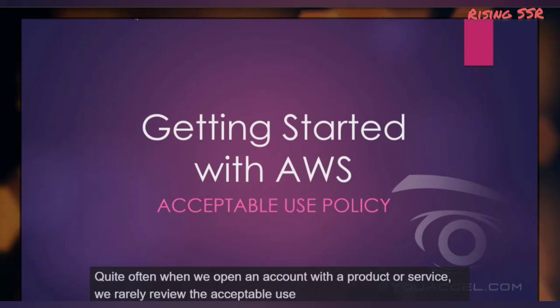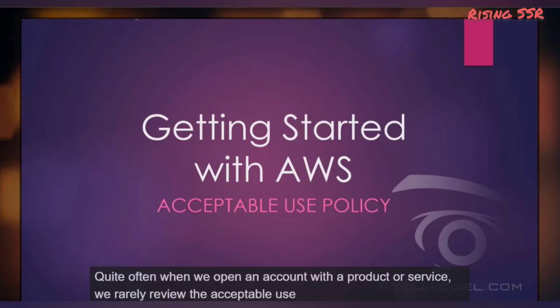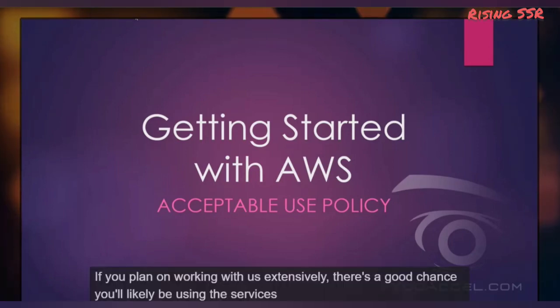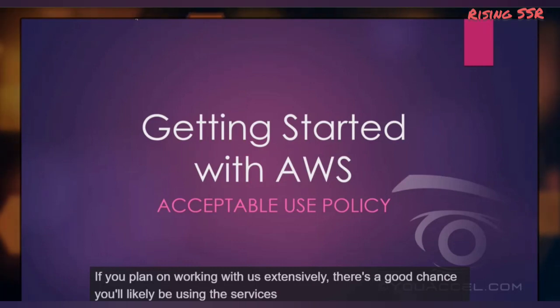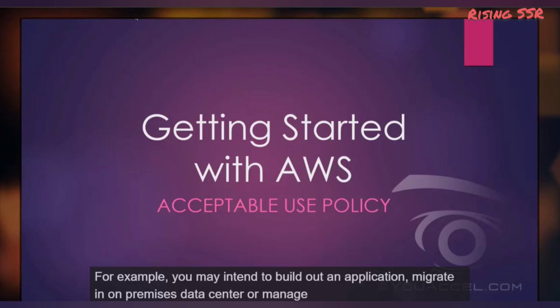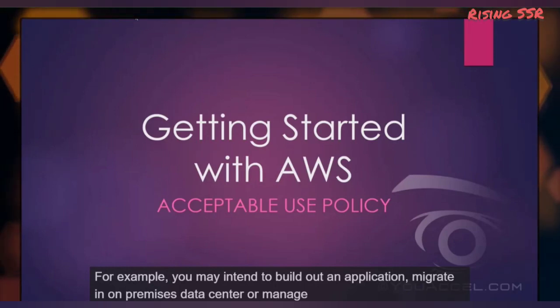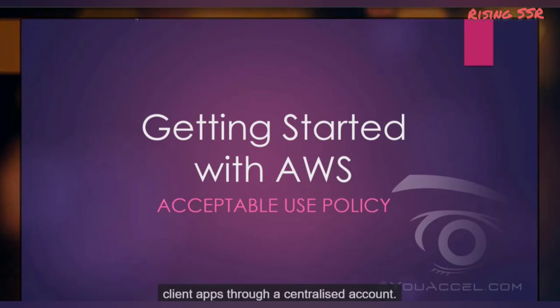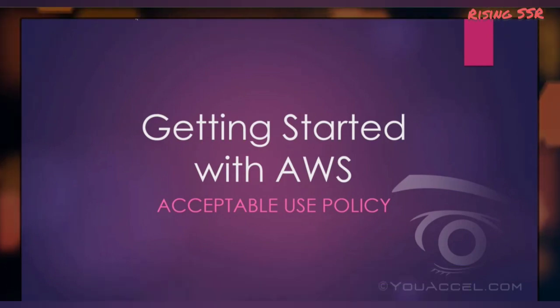Quite often, when we open an account with a product or service, we rarely review the acceptable use policy and terms of service. If you plan on working with AWS extensively, there's a good chance you'll likely be using the services for some pretty important things. For example, you may intend to build out an application, migrate an on-premises data center, or manage client apps through a centralized account.